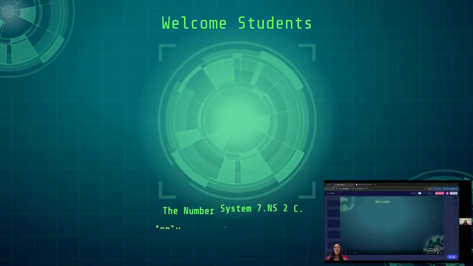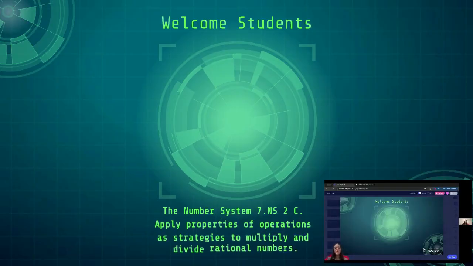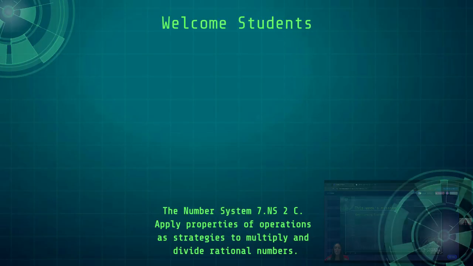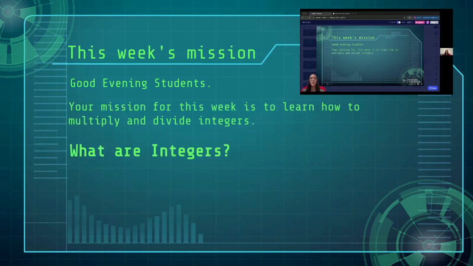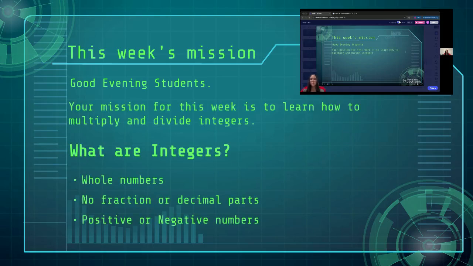Okay, so hello, welcome everybody. Our Common Core state standard associated with the topics we are going to be covering this week is The Number System 7.NS.A.2.C, apply properties of operations as strategies to multiply and divide rational numbers. So our mission for this week is to learn how to multiply and divide integers.